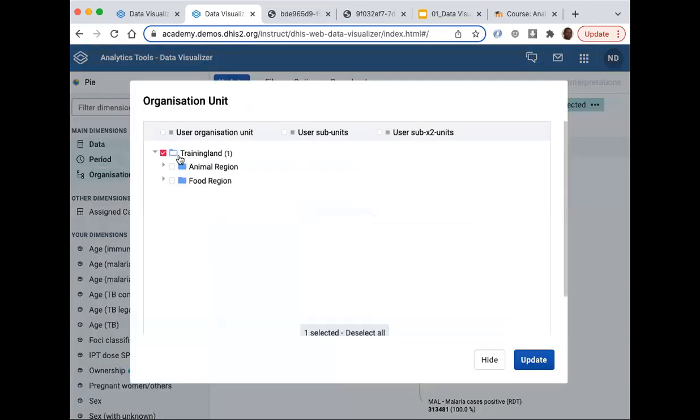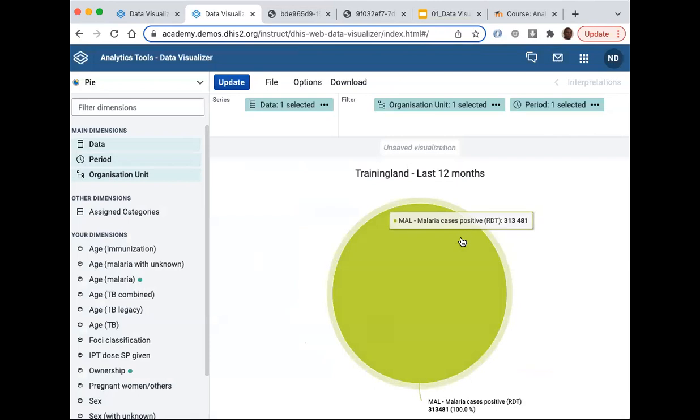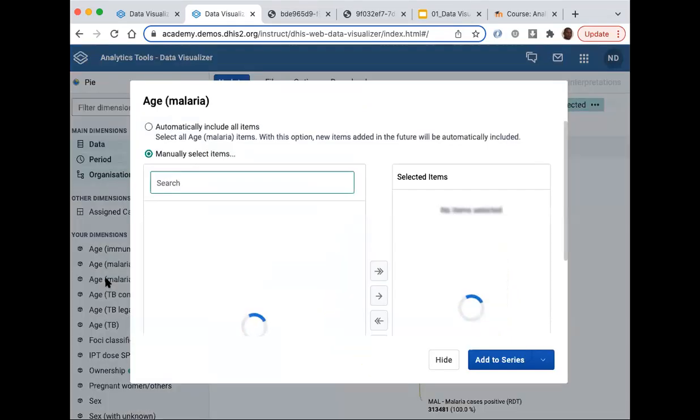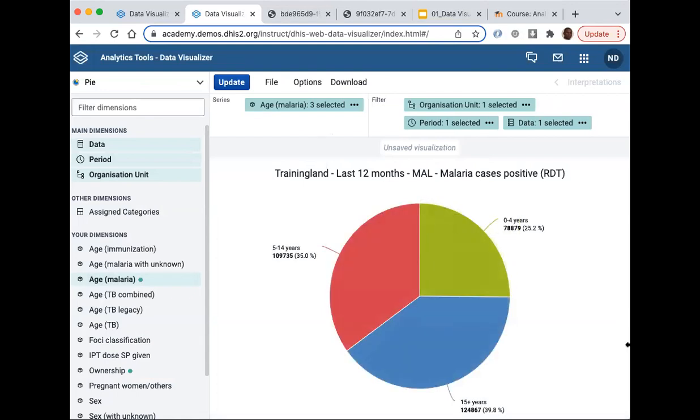Then in terms of organization unit, we want to look at the whole of Training Land. So I want to chart for the whole Training Land. But particularly here, I want to see the different age groups. So there is what we call age malaria. I'll add this age malaria to see how this pie chart is going to be sliced by different age groups. So I come here, I click on malaria. And then I will put in all the different age groups that I need. I want to see the percentage within the 0-4, 5-14, and 15 and above. So I will add this to the series. And this is basically what I'm able to present.